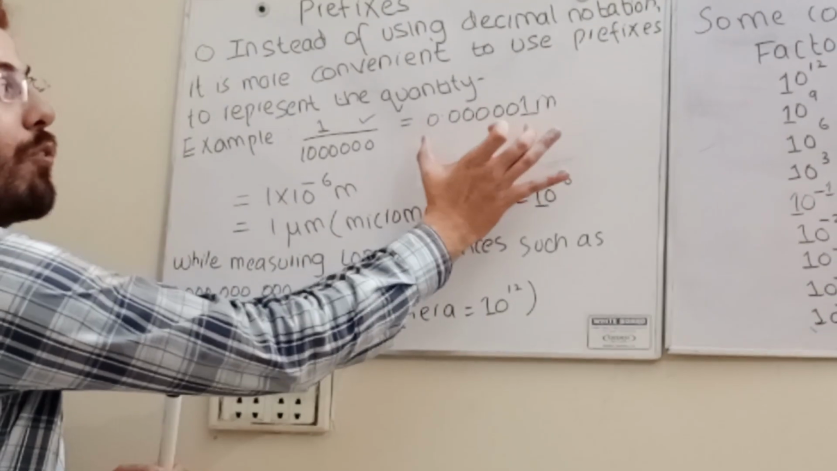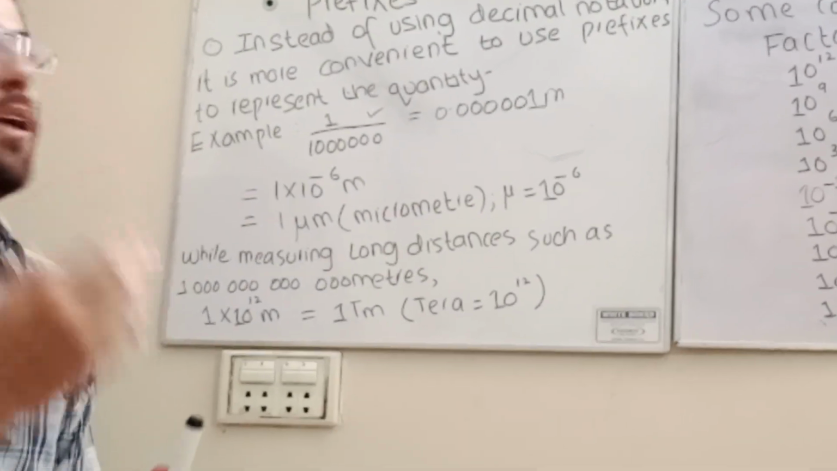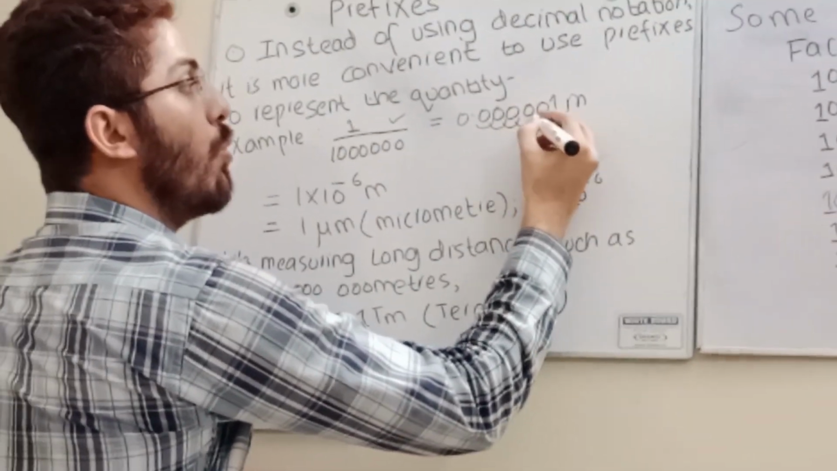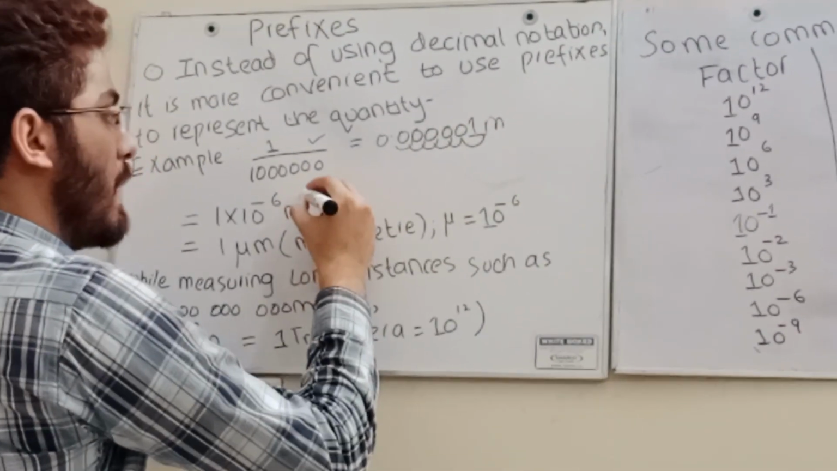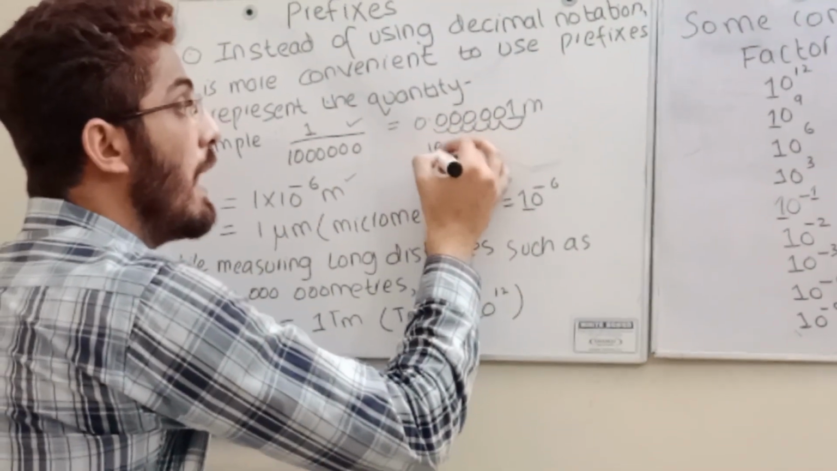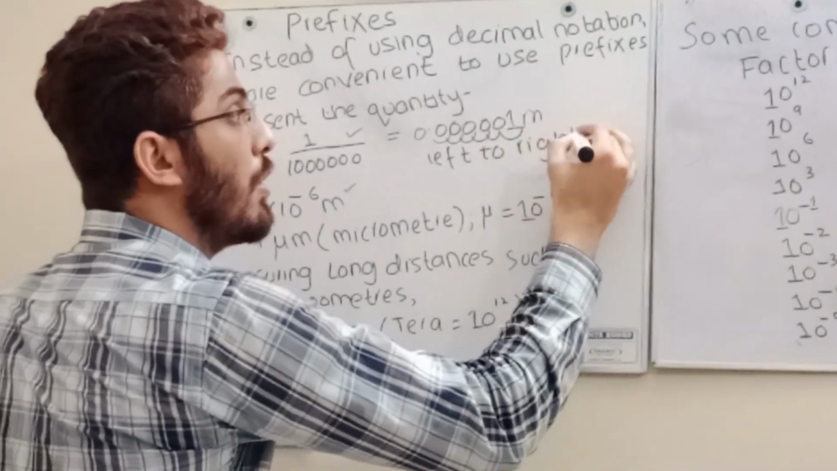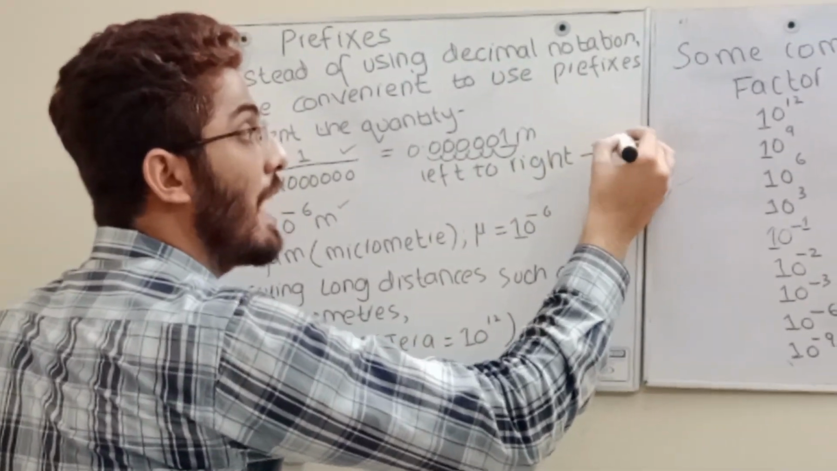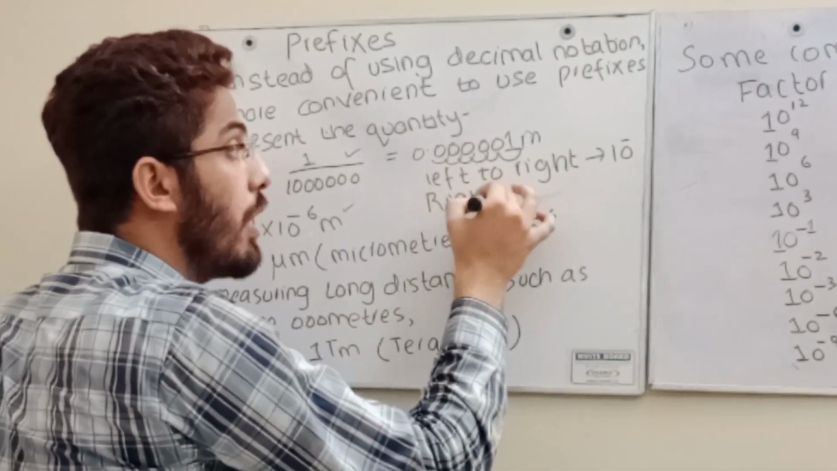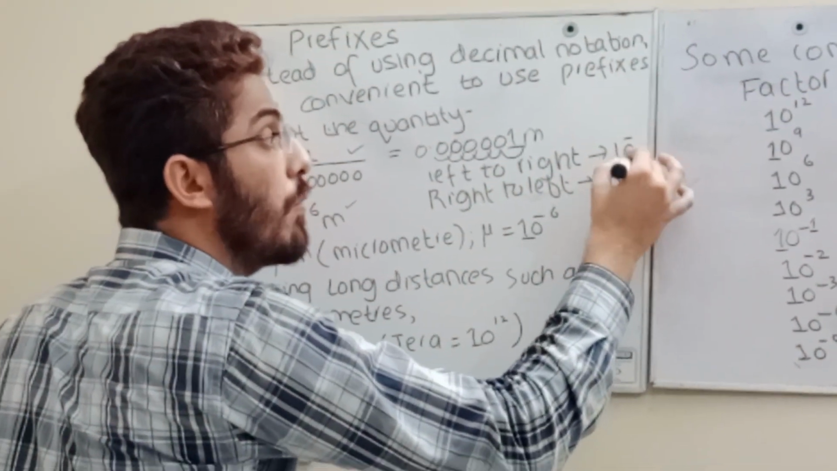So instead of writing it that way, student, you need to shift the decimal to the right side. 1, 2, 3, 4, 5, 6, 10 to the power minus 6. Always remember, student, if you are moving from left to right, you will get the minus sign. Or if you are moving from right to left, you will get a positive increment.